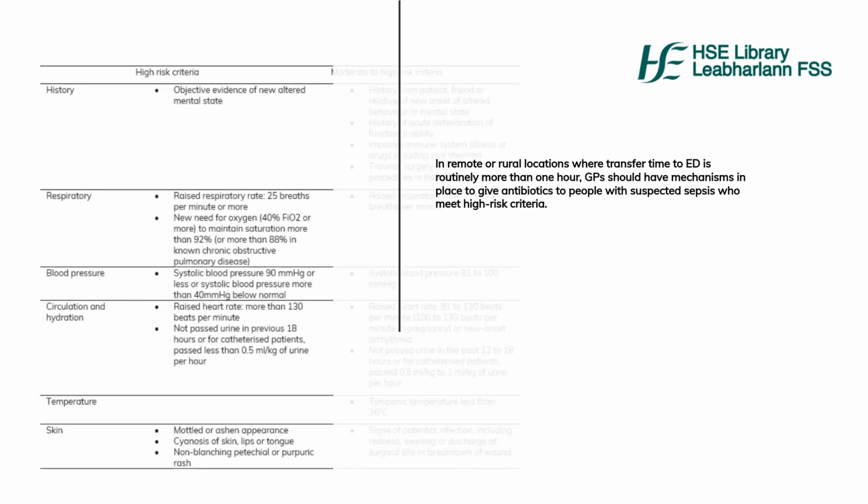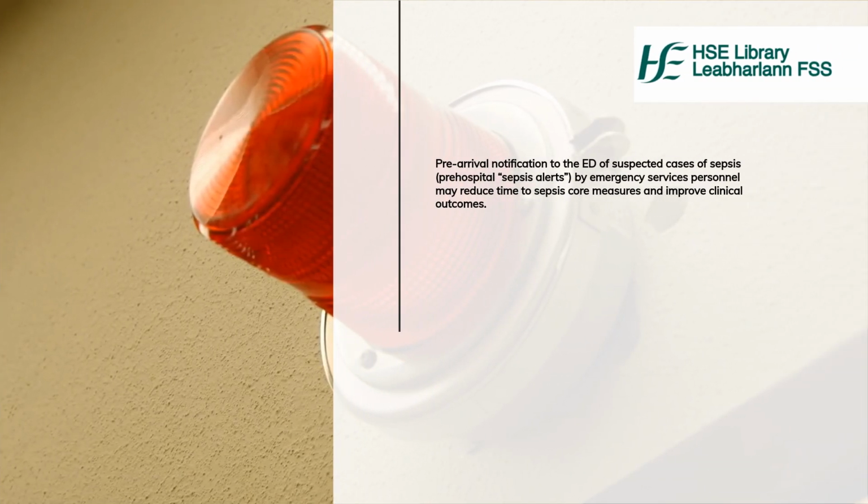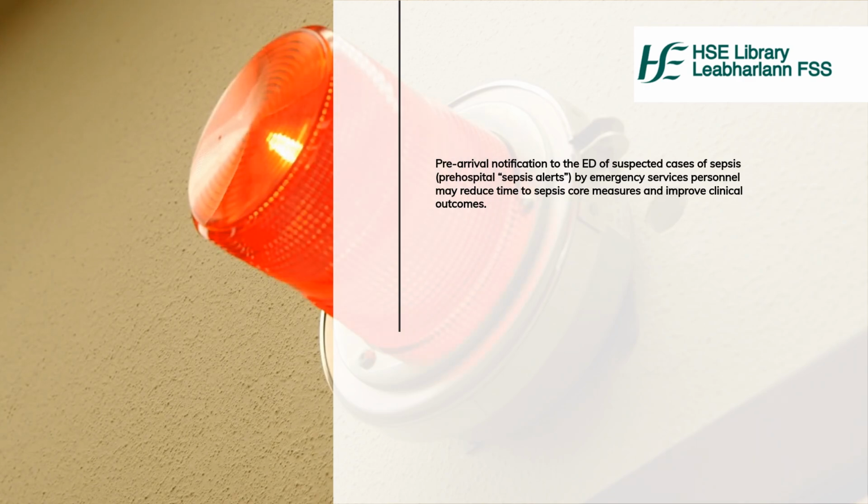One important recommendation from recent NICE guidance is that in remote or rural locations, where transfer time to ED is routinely more than 1 hour, GPs should have mechanisms in place to give antibiotics to people with suspected sepsis who meet high-risk criteria. We specify the high-risk criteria in the evidence summary. We found that pre-arrival notification to the ED of suspected cases of sepsis, pre-hospital sepsis alerts, by emergency services personnel may reduce time to sepsis core measures and improve clinical outcomes.